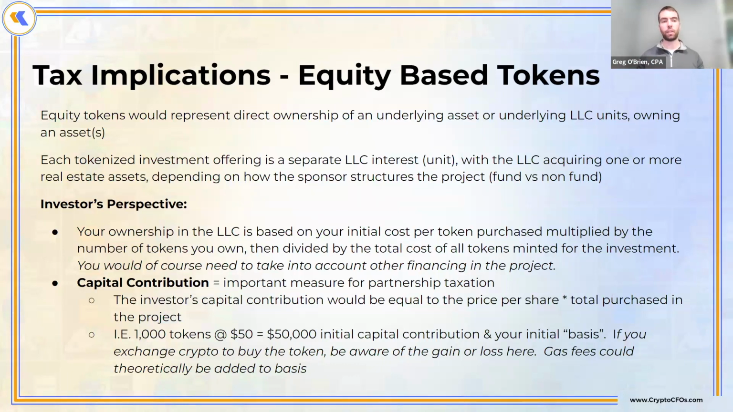So the most important thing from the investor's perspective, we think, especially if you're using tokenization to get into real estate for the first time, is understanding what your capital contribution actually is, which is very important from a tax perspective. In this case, you figure it out by the number of tokens you hold multiplied by the dollar value of the offering of the token. So let's just say there are 1,000 tokens at $50 per token. Your capital contribution in this project is $50,000, which would also be equal to your initial what's called tax basis, right?